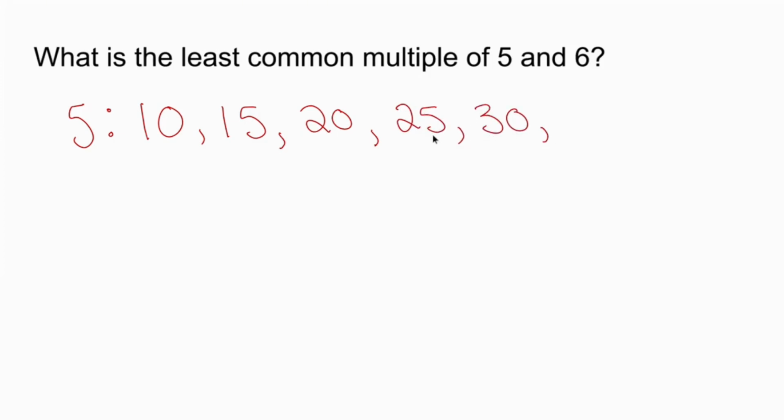And let's do one more. 5 times 7 is 35. If I have to keep going, then I'll keep going, but let's stop right there. Now, let's list out a bunch of multiples for 6.